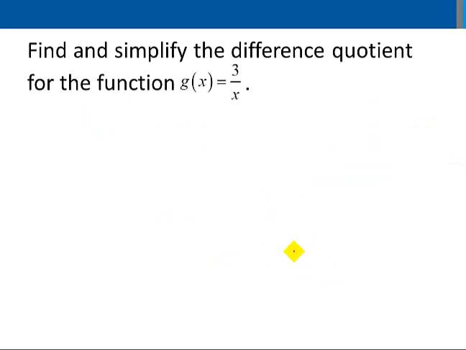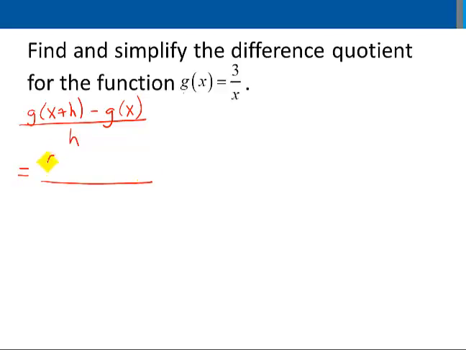Okay, the last example, we will find and simplify the difference quotient for the function g of x equals 3 over x. Again, I begin by writing out the difference quotient, but notice we have g here instead of f. So I'm going to change the difference quotient a bit. I'm going to write it as g of x plus h minus g of x all over h. And this will be equal to, in this case, we'll replace g of x plus h with 3 over x plus h. And I will replace g of x with 3 over x, leaving the denominator of h as it was.